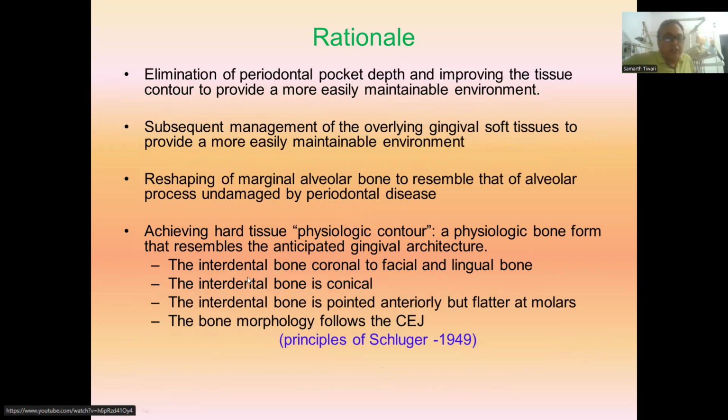Interdental bone is coronal to facial and lingual bone. Interdental bone is conical. Interdental bone is pointed anteriorly but flatter at molars. Bone morphology follows the CEJ, that is the cemento-enamel junction.